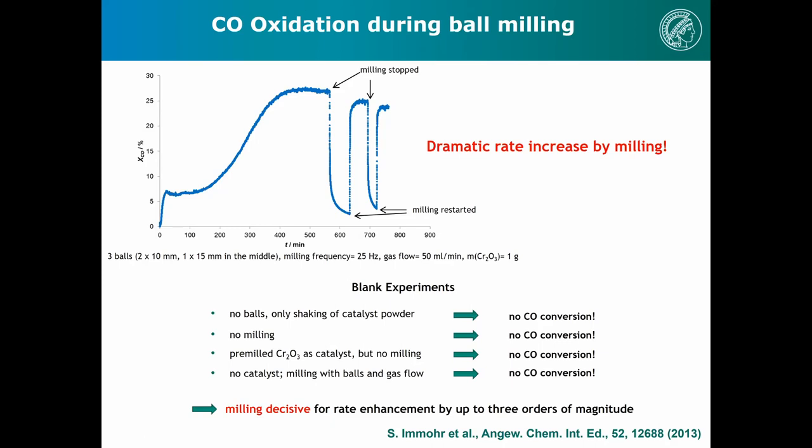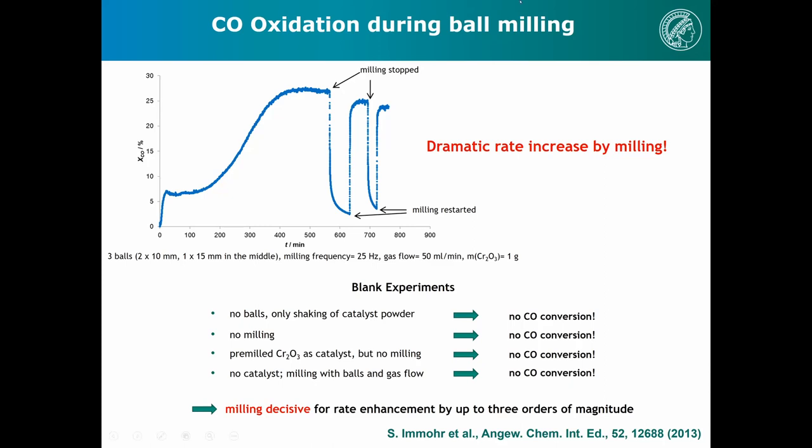The catalyst in this is chromium oxide. Chromium oxide is an oxide which is not known to catalyze CO oxidation. You can put it in a flow reactor, flow CO and oxygen over it, and nothing happens. If you put it together with stainless steel balls in the mill, you see the detailed conditions. You switch the mill on, it first starts, and then slowly starts to convert about 30% of the carbon monoxide. You switch off the mill, it decays, no activity. You switch the mill on again, activity is there, switch off, switch on. You need milling to observe conversion under these conditions.